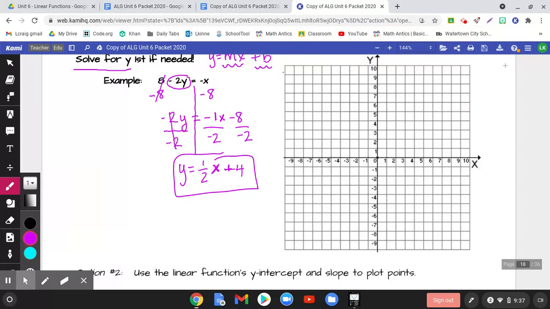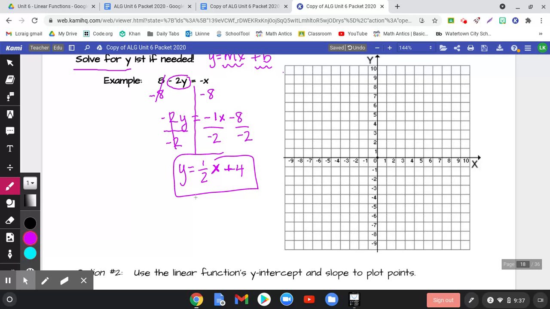All right, so what we just did is we got y by itself. So we subtracted the 8 over. We then divided everything by negative 2. Just remember, this 1 wasn't there. If you see an x with no number, it's a 1. So you need to include that.